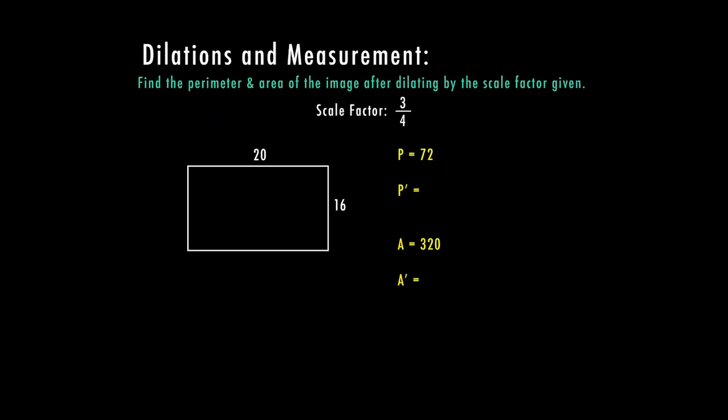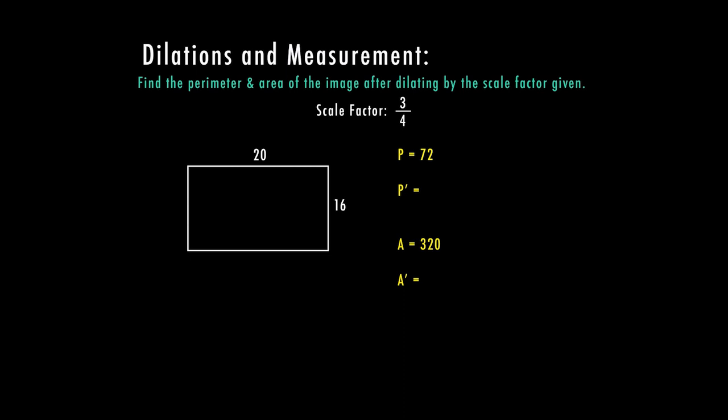So now we're going to find the perimeter and area of the image after dilating by a scale factor of 3/4 in this case. So let's go ahead. We are given our original shape, 20 by 16. So now we want to find the perimeter and the area of the new shape. If we were to use our scale factor, 3/4, I'm going to multiply 20 times 3 and then divide by 4, or I could divide 20 by 4 and then multiply by 3.